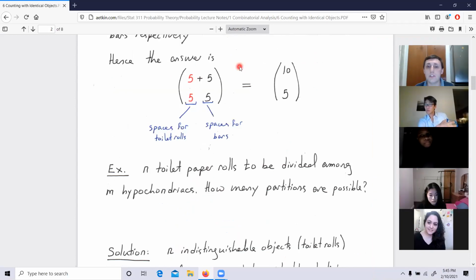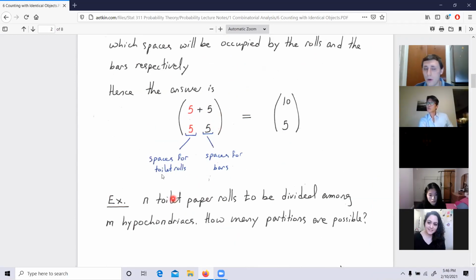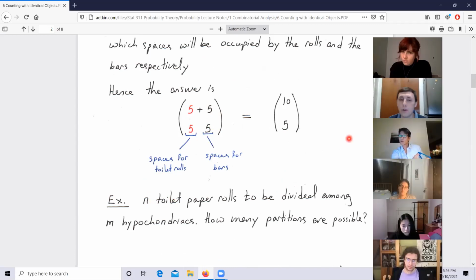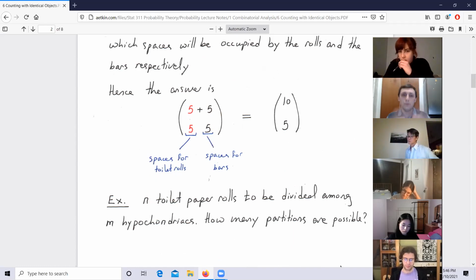So in general, this is the situation. Let's say we now have, in general, n toilet paper rolls and m hypochondriacs. N toilet paper rolls and m hypochondriacs. How many partitions are possible? You understand? So, you have m hypochondriacs trying to get n toilet paper rolls. How many ways to distribute those objects among them?